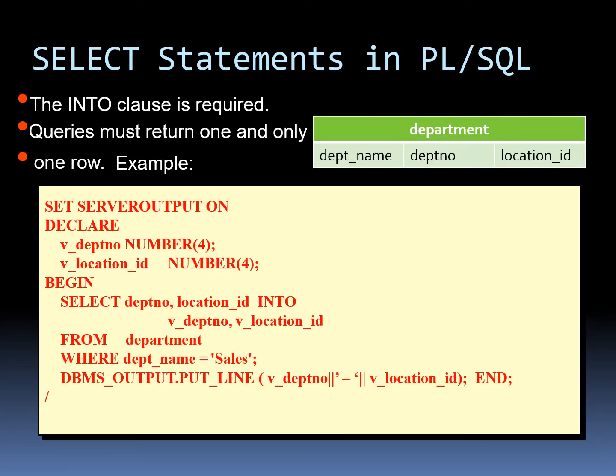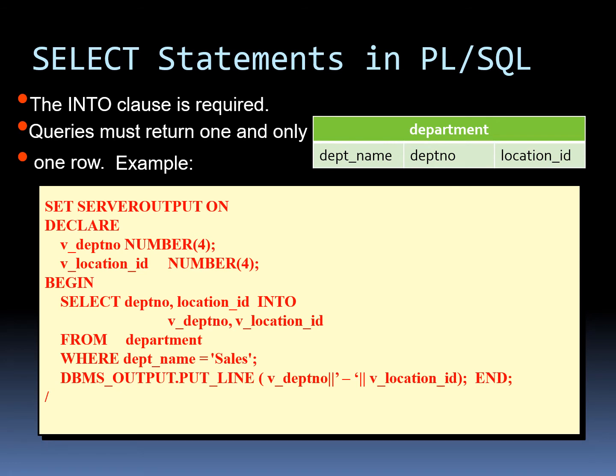So we have seen in the previous slide how this query is different from the select query used in SQL. First of all, an INTO clause is required here. Second, the query must return one and only one row. Let us see this through an example. Suppose we are given a table department which is created through SQL, and there are three fields: department name, department number and location ID. So using this example we will see how we can access the data of our table using our PL SQL program.